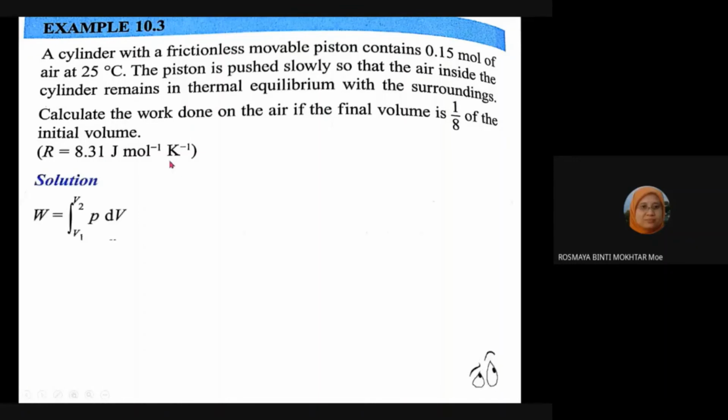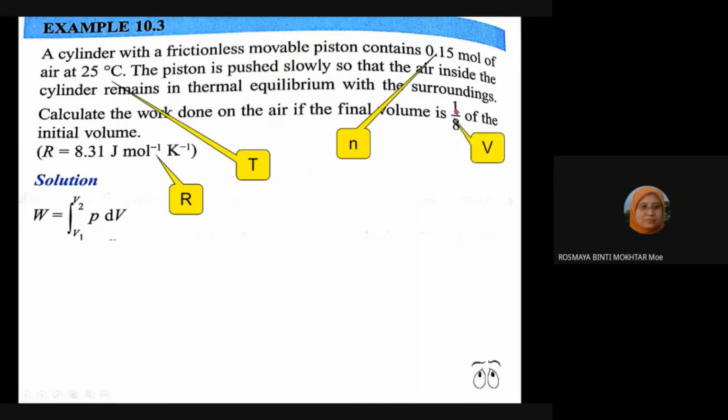From this, the general equation for work is: work equals the integration from V1 to V2 of P dV. We are given in the question the number of moles, 0.15, then R, then the temperature, then the volume. The initial volume, let's say V, and the final volume is 1/8 V.